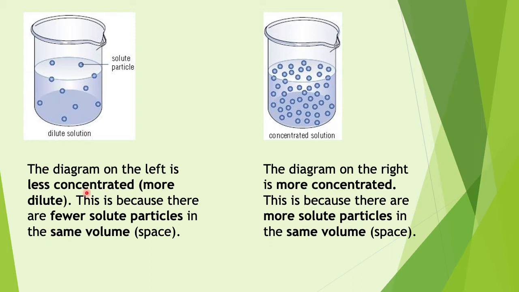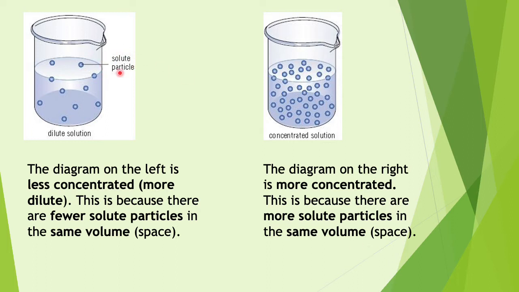So the diagram on the left is less concentrated, or you could say it's more dilute. This is because there are fewer solute particles in the same volume, in the same space. Whereas the diagram on the right is more concentrated. This is because there are more solute particles in the same volume, the same space. So the cover teacher is now going to pause the video. If you need to add that to your notes, please do.